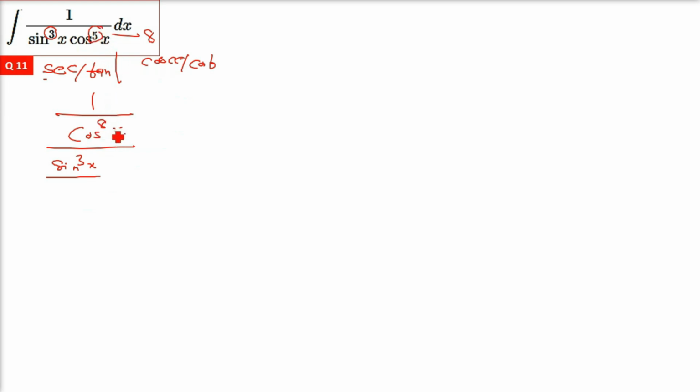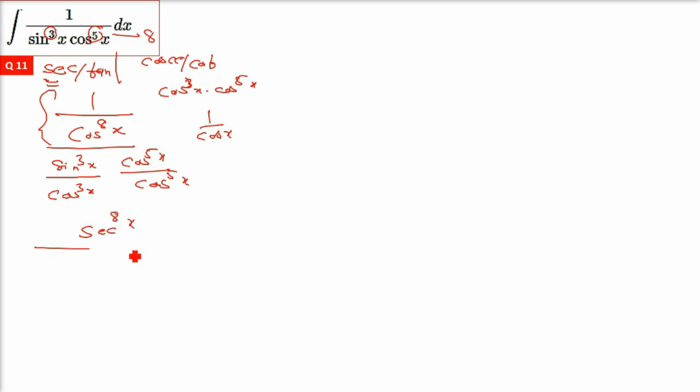So sine cube x and cos raised 5x. We can get rid of this cos raised 5x, because we can write this cos raised 8x as cos cube x and cos 5x. So sine cube x divided by cos cube x. Cos raised 5x is already there, so we can divide it by cos 5x. So cos 3 and cos 5 eventually will make the cos raised 8x. So cos raised 8x goes up and it will form a sec. So sec to the power 8x is the first thing. Then sin cube x by cos cube x will be tan cube x. And cos raised 5x by cos cube x will give you cancellation. This is sec 8x by tan cube x dx.